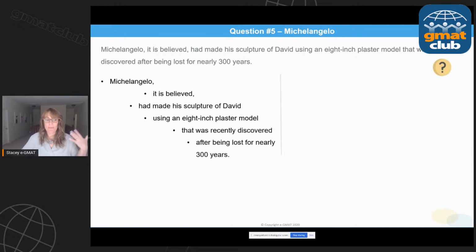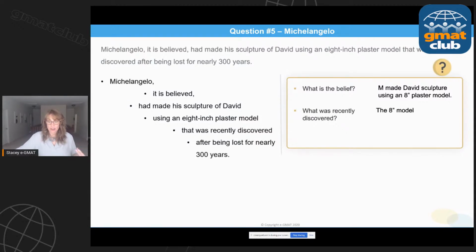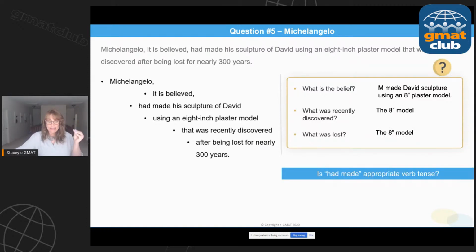So again, I said key aspects, we go through, we get the meaning, right? To get to that meaning when we're dealing with verbs and a story that's being communicated to us, I often ask myself leading questions. So I say, what is the belief? Michelangelo made David's sculpture using this model, okay? What was recently discovered? My answer, the 8-inch model. What was lost? The 8-inch model. Okay, I have my key points. Is had made the appropriate verb tense? All right, he had made the model.